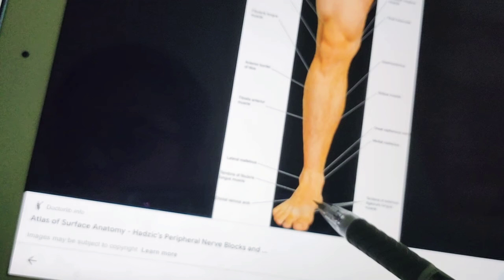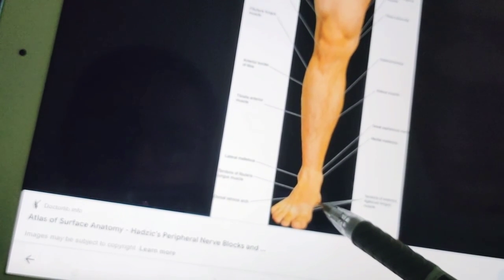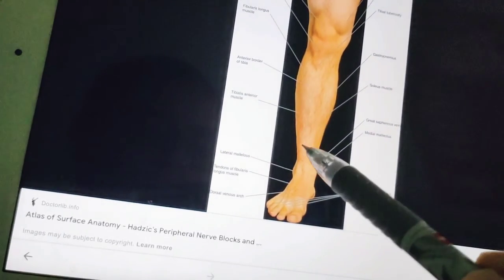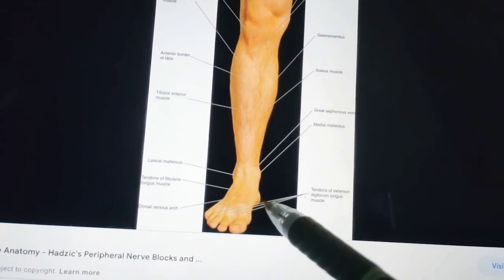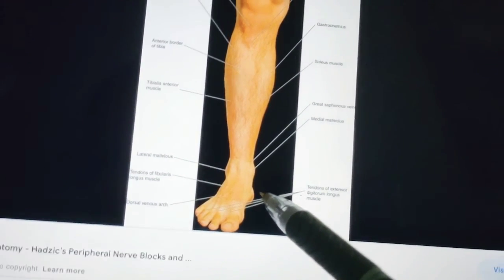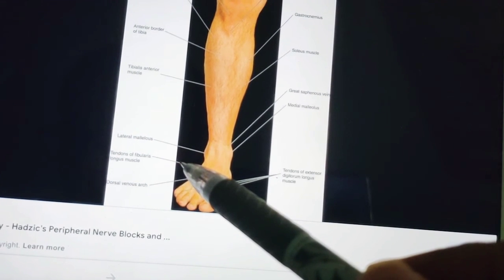Next, coming to the posterior tibial artery, pulsations can be felt against the calcaneum about 2 cm below and behind the medial malleolus. So below and behind means backwards. So at this side you can actually feel that posterior tibial artery.